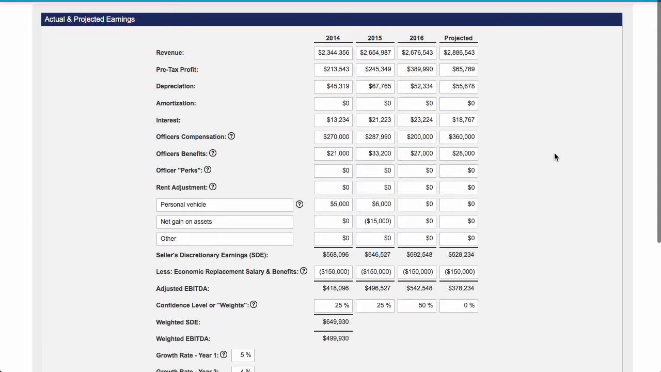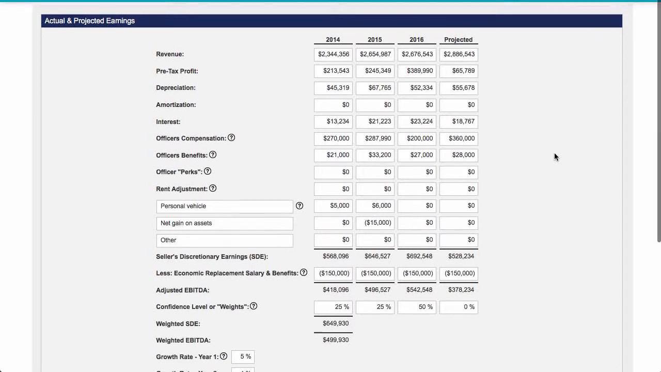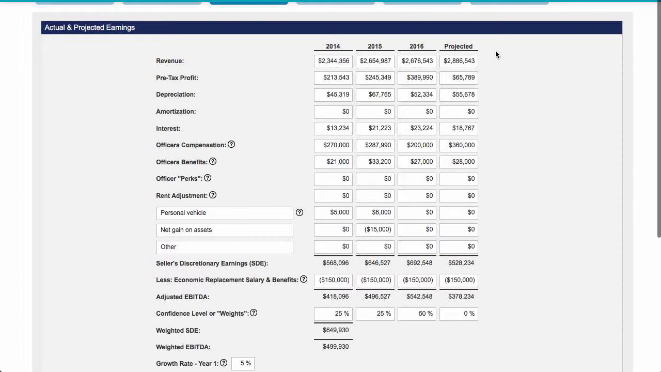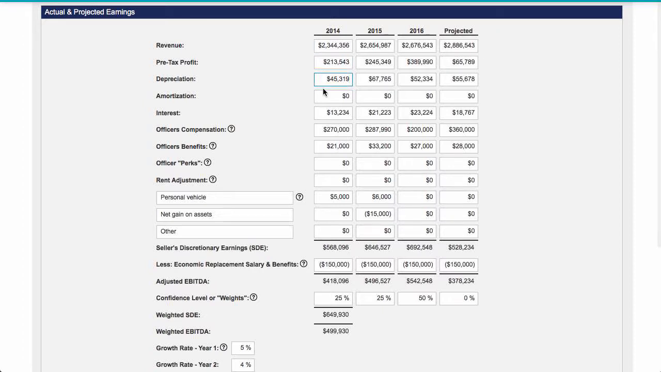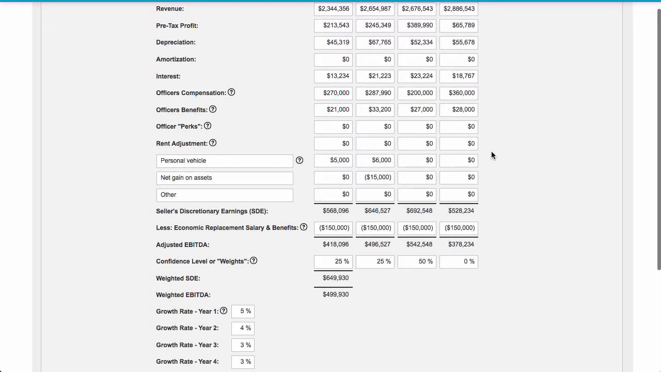If we click Next, this takes us to the income side of the valuation tool. In this section, we're going to be focusing on 3 years of financial performance and then a projected year. So there's 4 columns here. We're going to add in our revenue, our pre-tax profit, our depreciation, interest, which we would call our EBITDA, and then we're going to utilize our add backs. In this particular case, officers' compensation, officers' benefits, or what we would call perks.